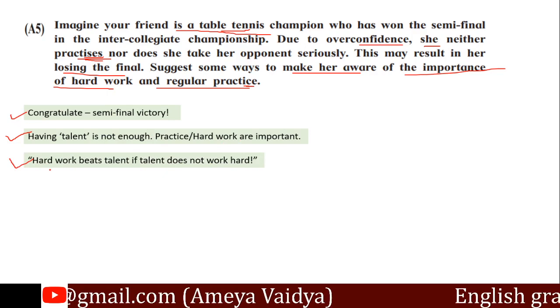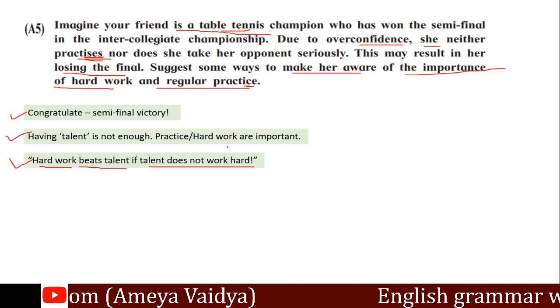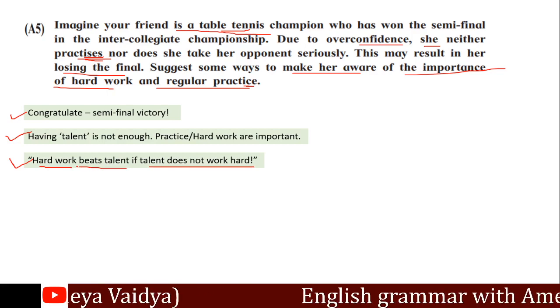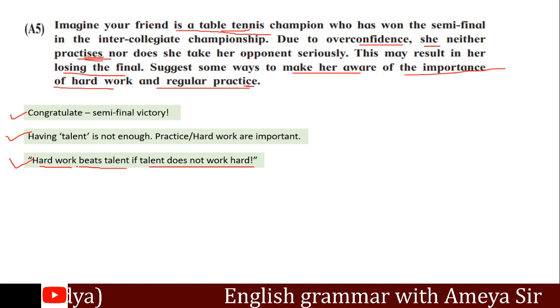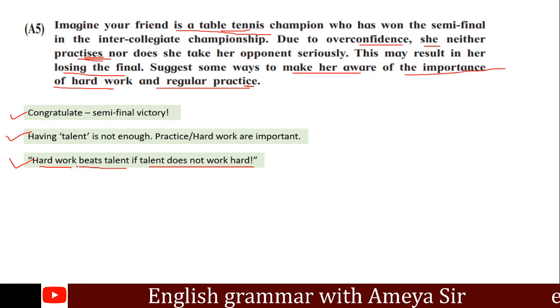What line is this? Again, hard work beats talent if talent does not work hard. This is a very important point. You should tell your friend that yes, you are talented. That is why you find yourself in the finals now. But only talent is not enough. If you don't work hard, then the talent won't work for you.